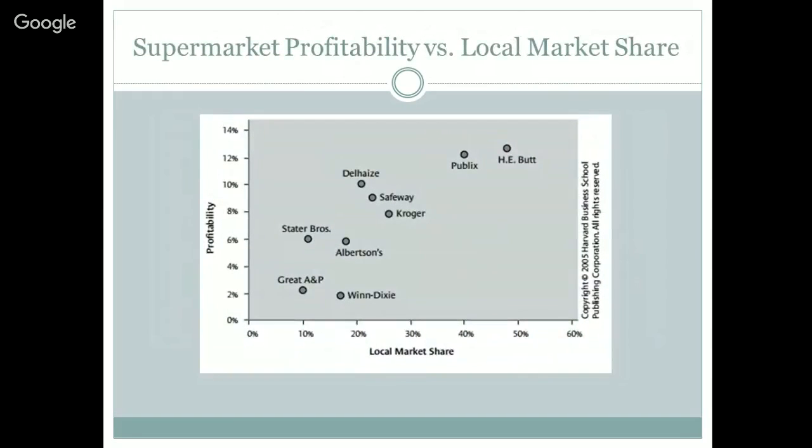So also in this same HBR article, it showed supermarket profitability versus local market share. I noticed Publix is very high on the list, so I had to throw a Publix plug into there. Publix owns about 40% of their local market share, and we know around here that Publix is one of the most recognizable grocery chains, but they stay concentrated in the Southeast. They haven't expanded to the entire United States, and that is typical for multiple grocery chains. So Publix actually has the second highest profitability at about 12%, and the second highest market share, only second to H.E. Butt in both of those categories, if I'm saying that right.